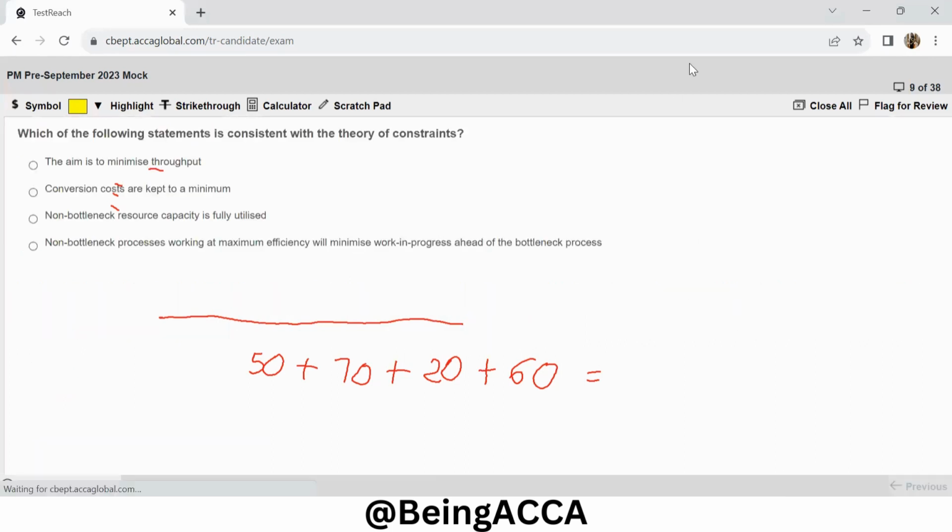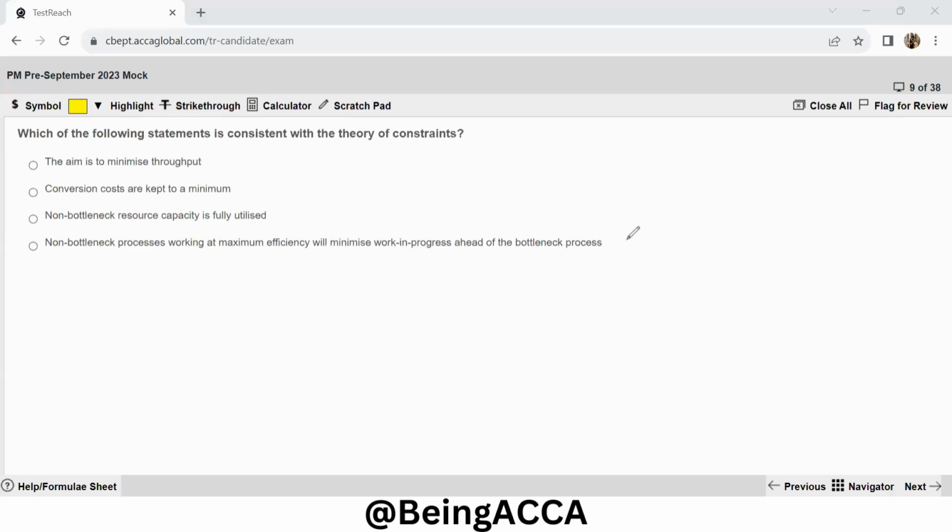Moving on to the next question, which of the following statements is consistent with the theory of constraints? Okay, so we have to tell which of these is an assumption. So the aim of the theory is to minimize throughput. No, this is absolutely false, because the actual aim of our theory is to maximize the throughput and not minimize it. Next is conversion costs are kept to a minimum. Yes, this is absolutely correct. So I will have my answer as this.